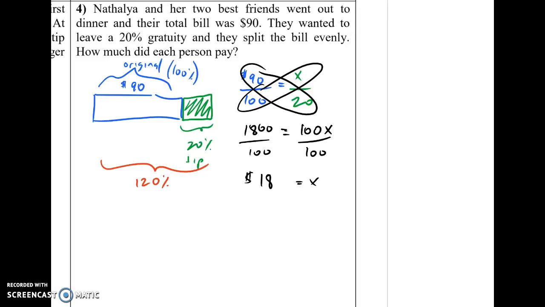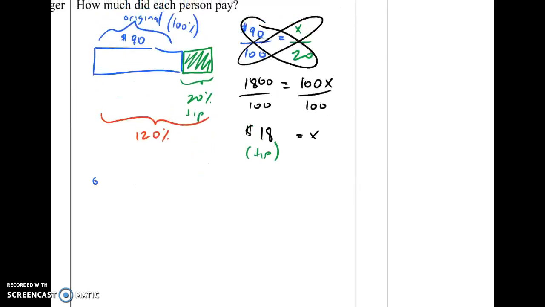All right, so 18 is our 20%. This is our tip. And to find our new total, which is the price after the tip has been added, all we have to do is take the original, add it with the tip, and then we have our total. Well, the original was $90. The tip is $18. And our final total is going to be $108.